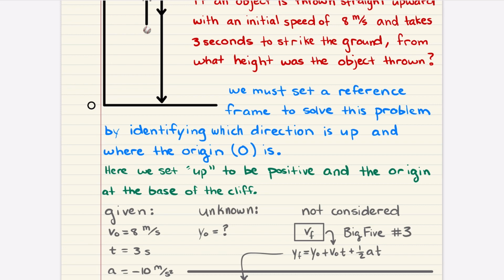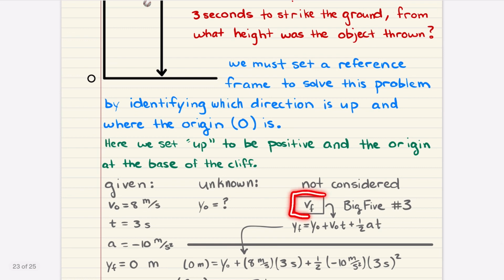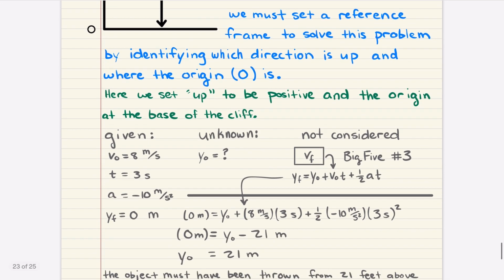Again, here I'm using y, and x and y are typically used interchangeably. You usually use y when you're talking about some vertical displacement, and x when you're talking about some horizontal displacement. What's not considered here is the final velocity. It's not in the question at all. It's not implicitly or explicitly given, nor is it asked to be discovered. So that's going to point to Big 5 number 3, which I have written here. We're just going to solve by plugging in and solving for y naught. I know that my final position is going to be 0 because the ball is going to come back to the ground. I don't know what my initial position is yet, but that's what we're solving for. And for v naught times t, I know that's 8 meters per second times 3 seconds.